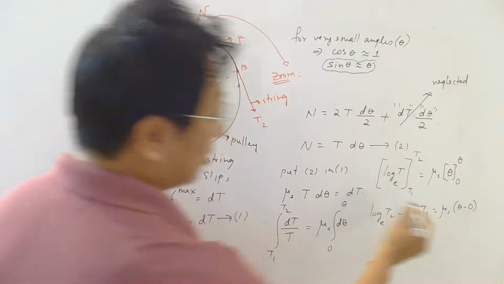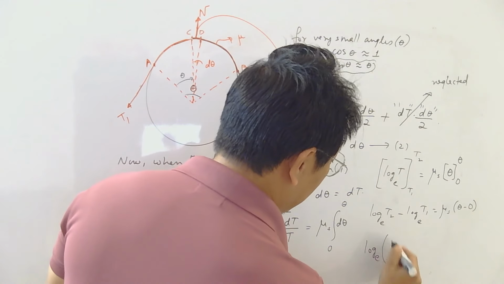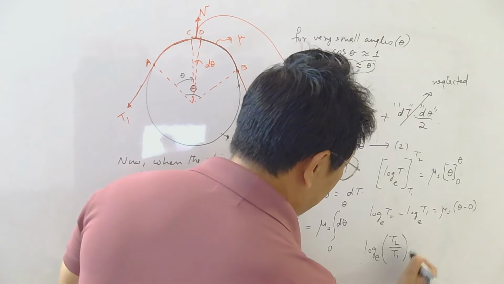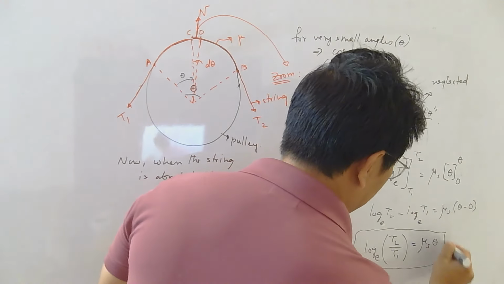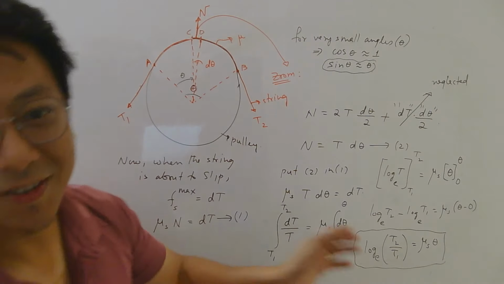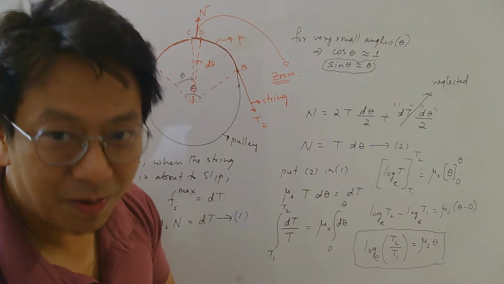Now log a minus log b is log a by b. So this will be log base e of t2 by t1 equals mu s into theta. So this is the relation between tensions at these 2 points. Of course, we can simplify this further.